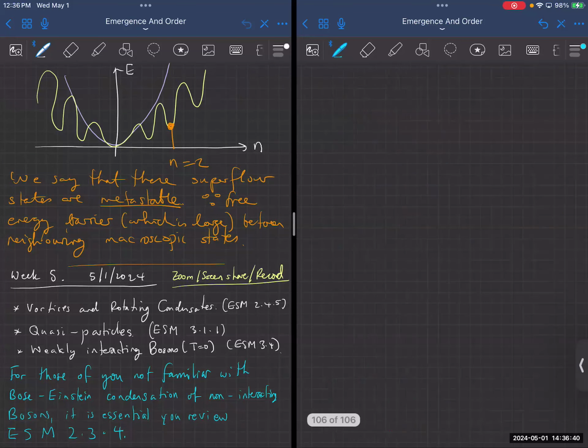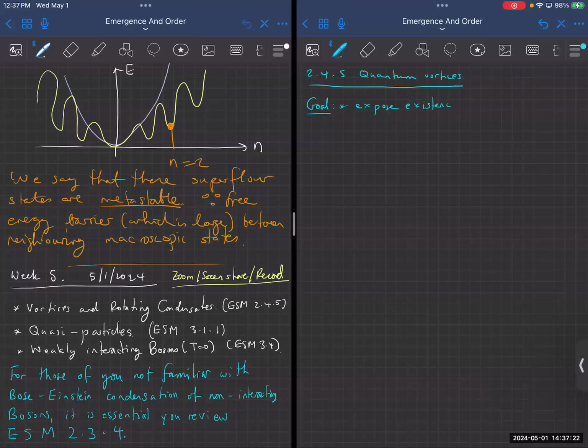Okay, so now let's get going. We're going to start with 2.4.5 in the notes, so let me go to those. What we're going to talk about next is quantum vortices. Our goal is to expose the existence of topological excitations even in simply connected geometries.